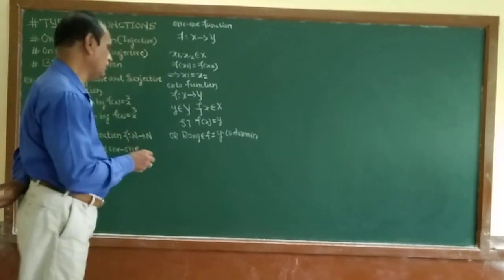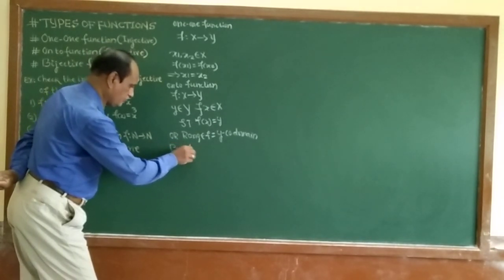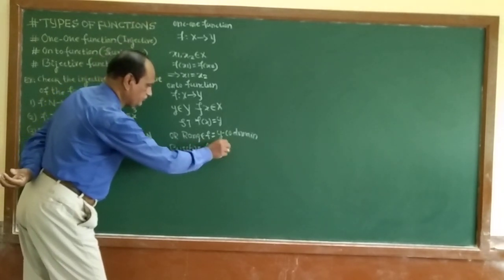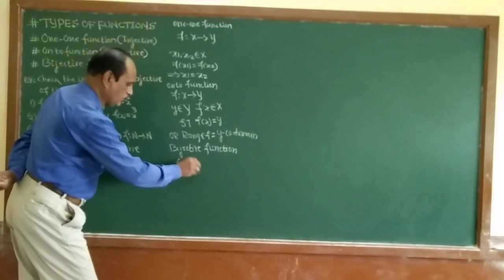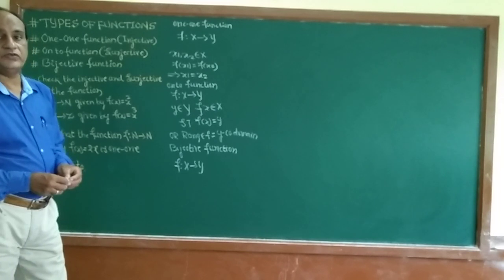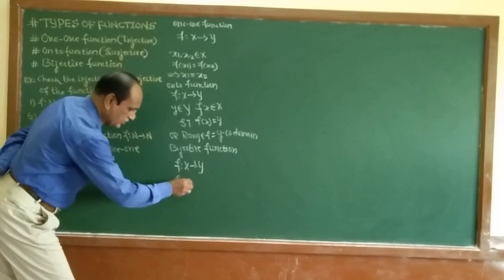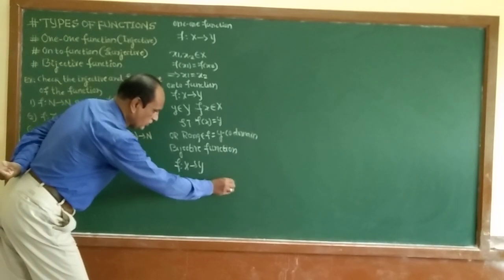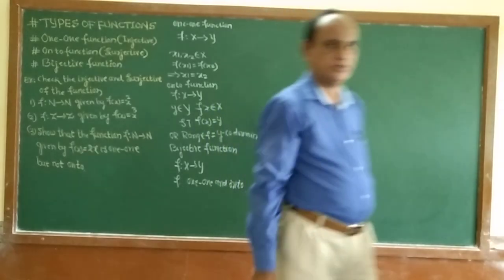Then come to the last one, that is bijective function. A function f mapping X to Y is said to be a bijective function if f is both one-one and onto. Any function that is both one-one and onto is called a bijective function.